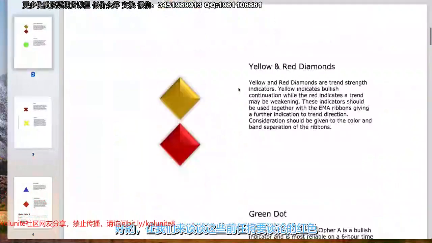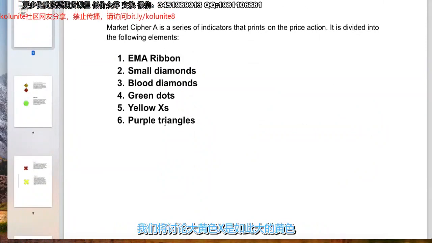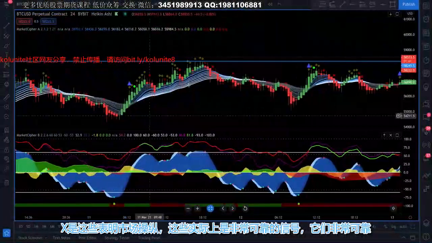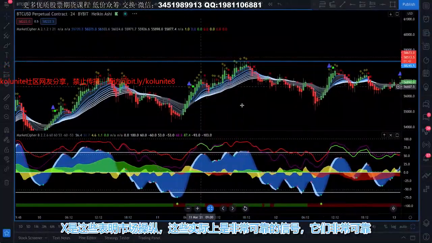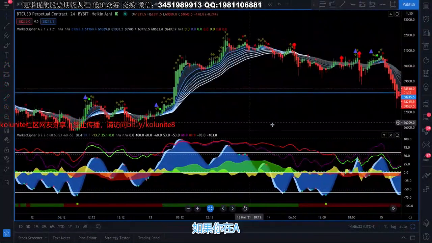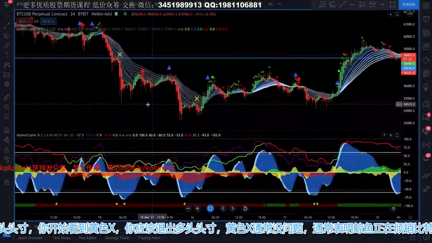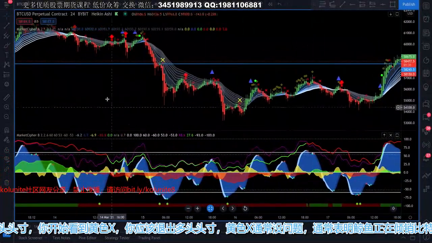Okay, so let's talk about these X's. We're going to talk about the red X's, and we are going to talk about the big yellow X's. So the big yellow X's, these indicate market manipulation, and these are actually extremely reliable signals. They are extremely reliable signals. If you are in a long position and you start seeing yellow X's, you should exit that long position.